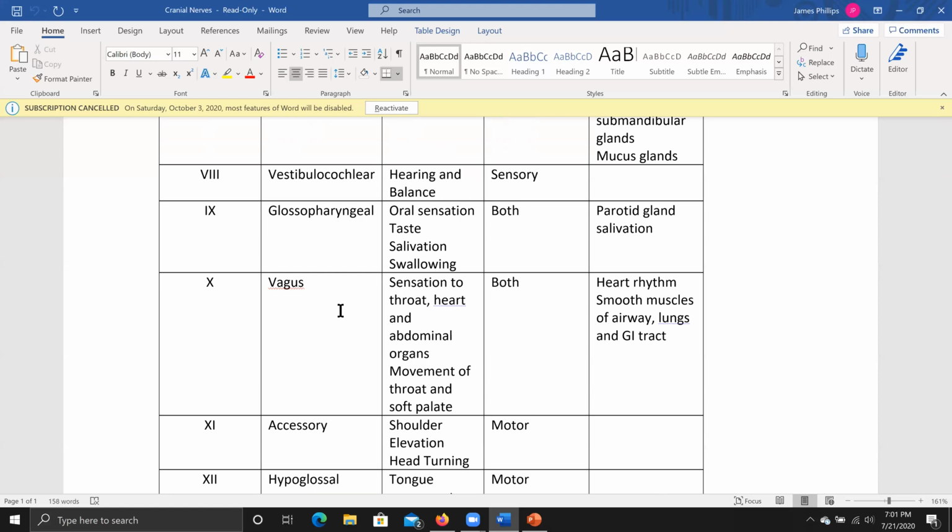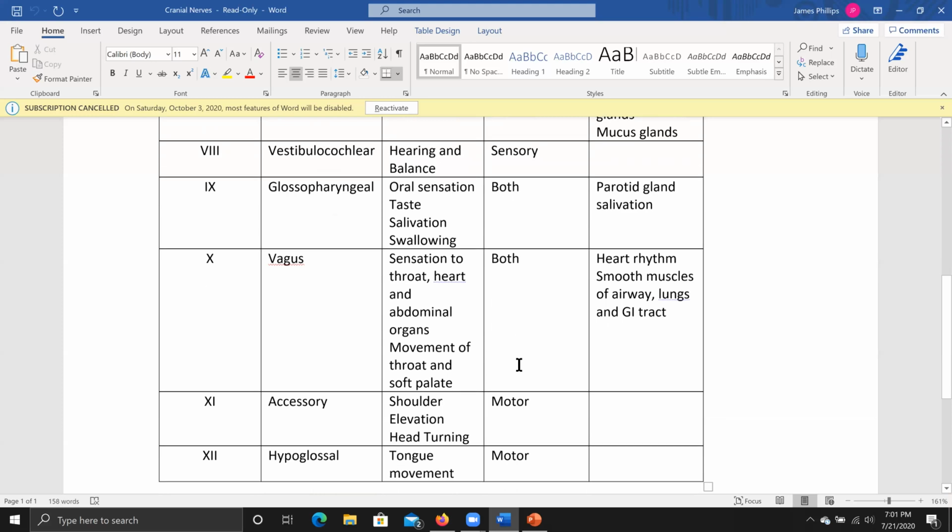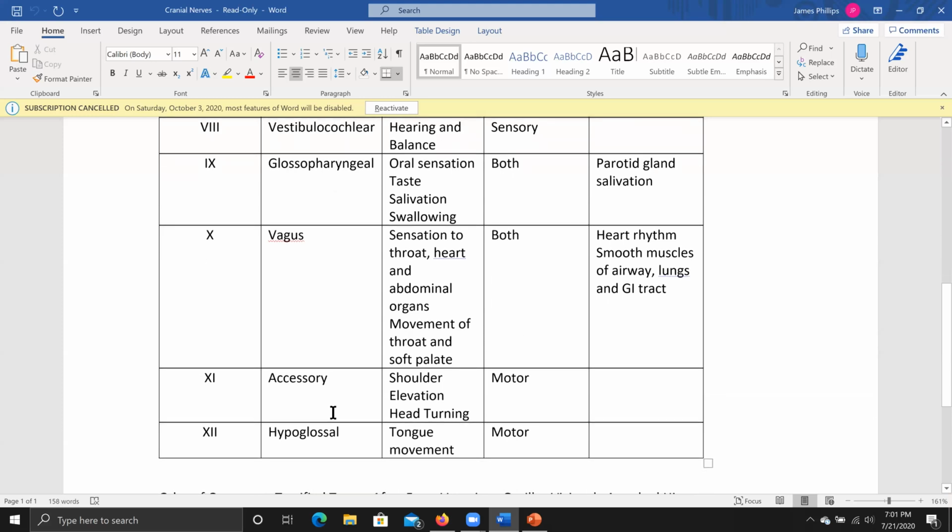That's the vagus nerve. Sensation to throat, heart, abdominal organs, movements of throat, soft palate, okay? The vagus nerve is the parasympathetic component that slows down the heart, okay? Smooth muscle airways, lungs, and GI tract. Then the accessory, cranial nerve number 11. When I was in medical school, we called this the spinal accessory. Shoulder elevation and head turning, motor, and hypoglossal. Tongue movement, motor.